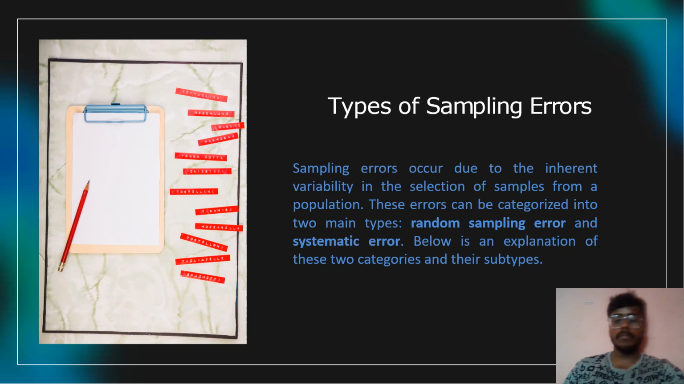Next, types of sampling errors. Sampling errors occur due to the inherent variability in the selection of samples from a population. These errors can be categorized into two main types: random sampling error and systematic error. Below is an explanation of these two categories and their subtypes.